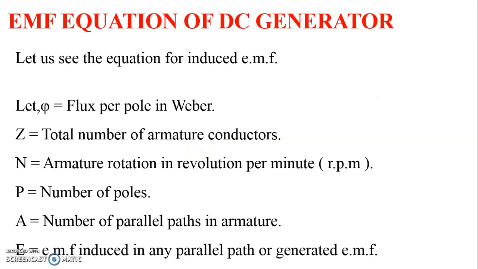So next is the EMF equations of DC generator. Before going to analyze the EMF equation, let us assume phi is the flux per pole in Weber, Z is the total number of armature conductors, N is the armature rotation in revolutions per minute, P is the number of poles, A is the number of parallel paths in the armature, and E is the EMF induced in any parallel path or generated EMF.